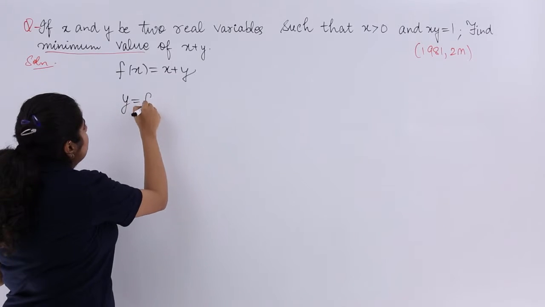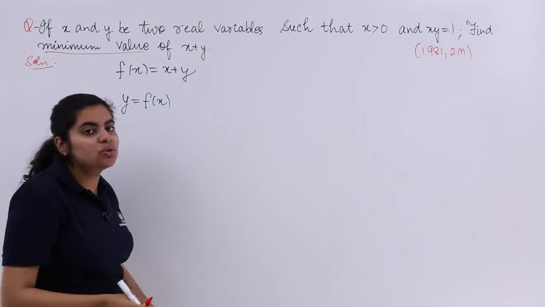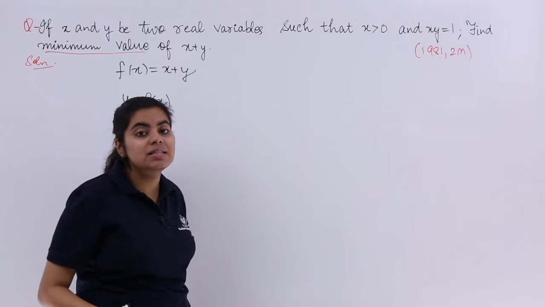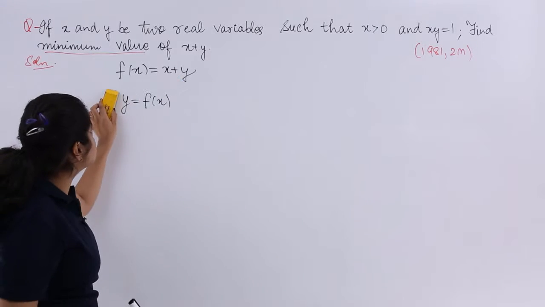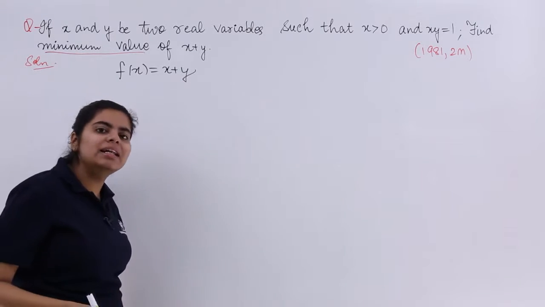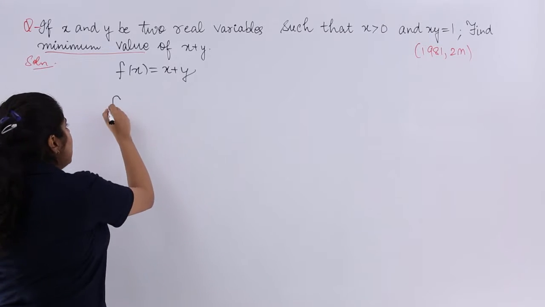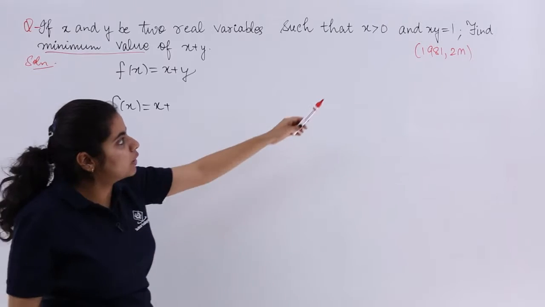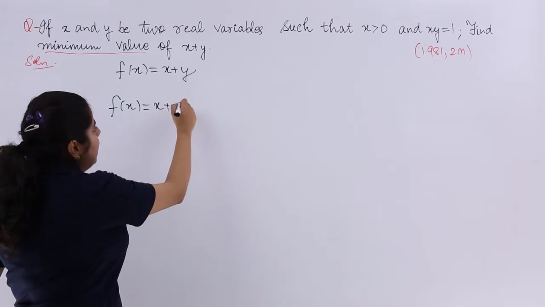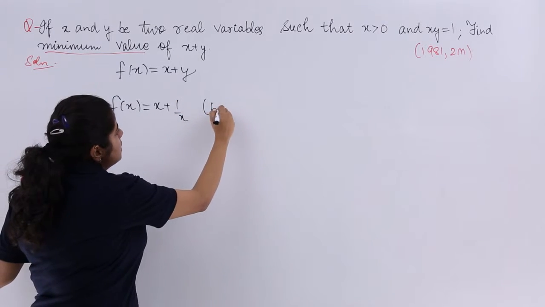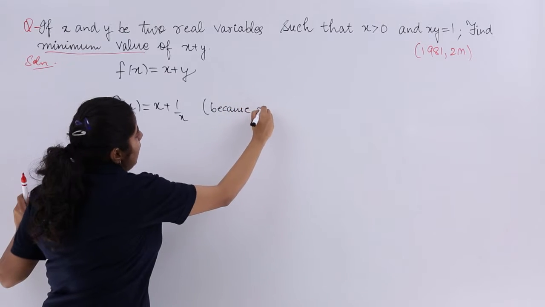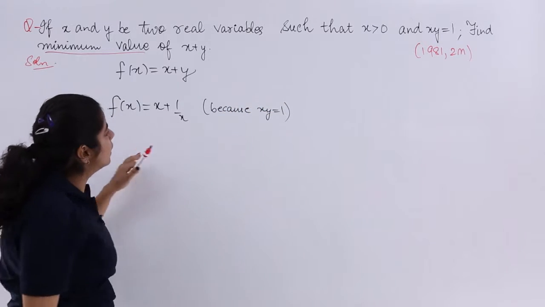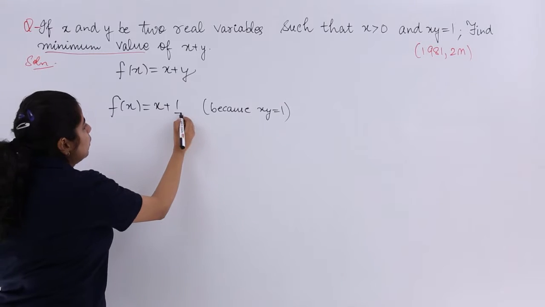So, if y is equal to f(x) that I used to write, this time I won't, because y is already introduced in the question. Let's directly write f(x) only. So, my f(x) is equal to x plus y. What is the value of y? Nothing but 1 by x, because my xy is equal to 1. From here I have written y is equal to 1 by x.